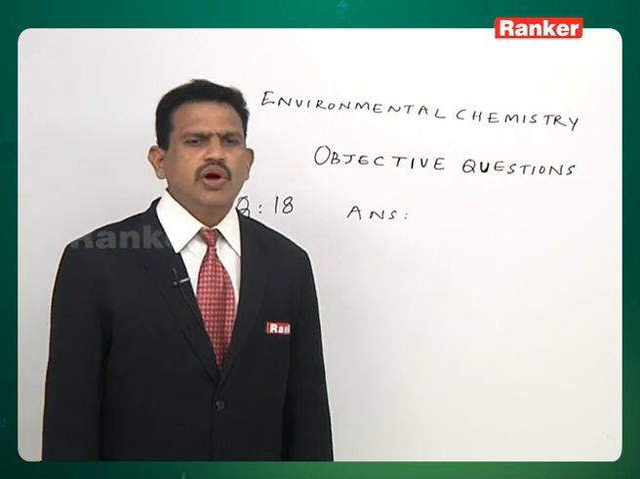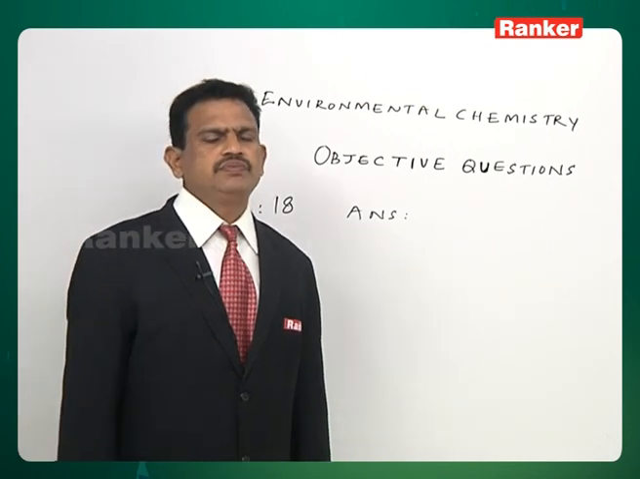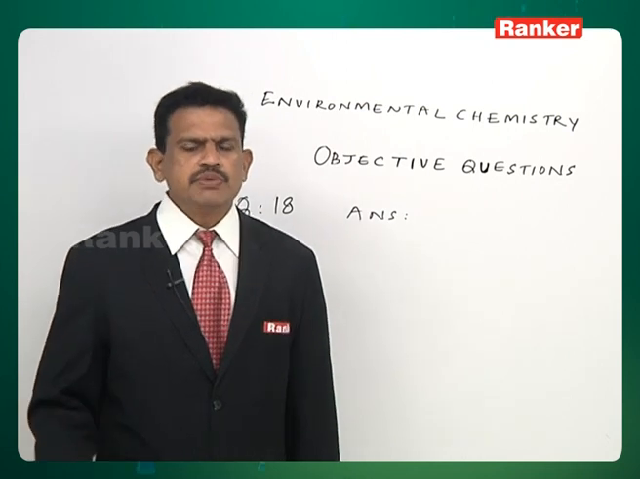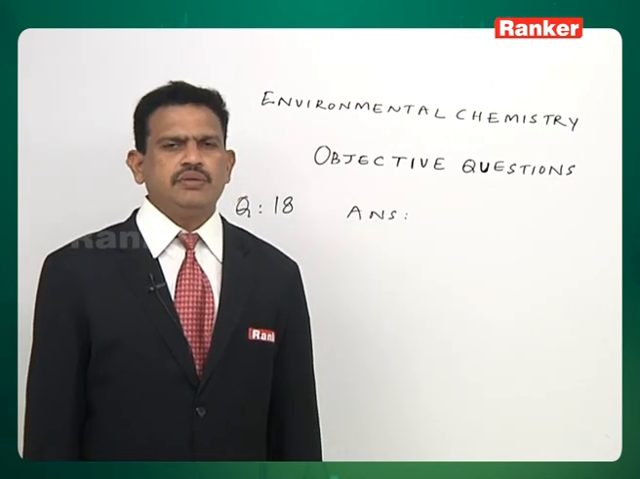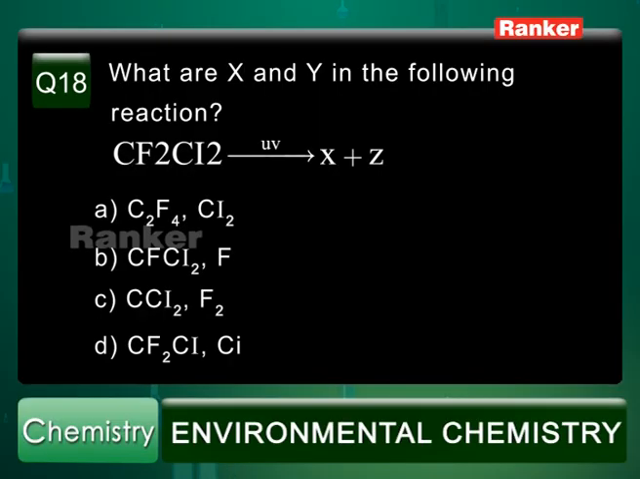So what are X and Y? X could be CF2Cl, and the chlorine comes out as Y in the form of free radical. So that is chlorine free radical. So X is CF2Cl, Y is a chlorine free radical. So we can go for answer D.